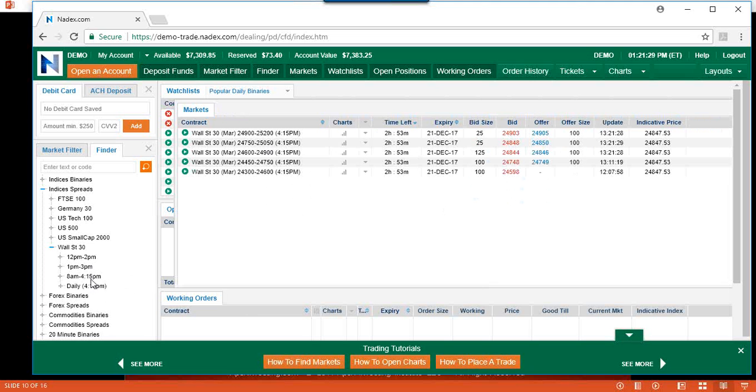Notice these spreads right here from 8 a.m. to 4:15. These spreads go from what? 24.9 to what? 25.2. So how wide are these spreads? 300 points wide, right? What about these dailies right here? They go from what? 24.7 to 25.1, 24.5 to 24.9. Those are 400 points wide, right?